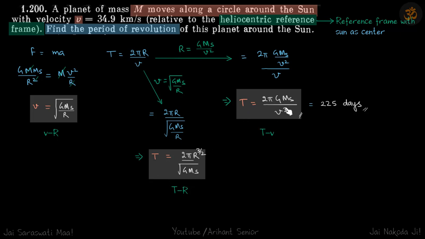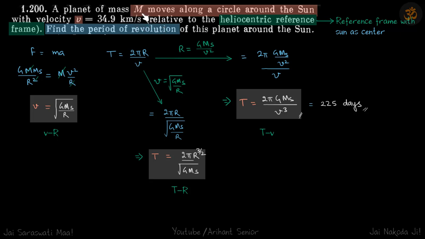This equation gives a relation between velocity and radius. This one gives between time period and radius, and this gives between time period and velocity. So these are all the three relations between velocity, time period and radius of the orbit around a circular orbit, which is going around a circular path.